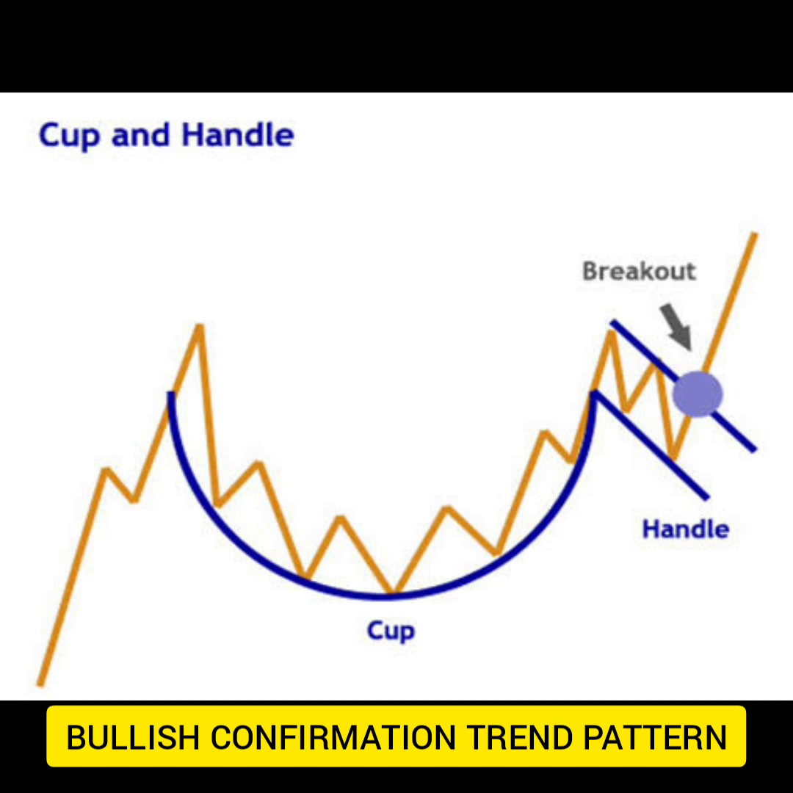Now, look at this picture very clearly. You can see we have 3 parts labeled. We have the cup, we have the handle, and of course, we have the breakout. Now, in most cases, BTC produces this pattern a lot. I'm going to tell you the psychology behind this in the next video, all right? But for now, understand that the cup and handle shows you a confirmation trend pattern towards the upside.